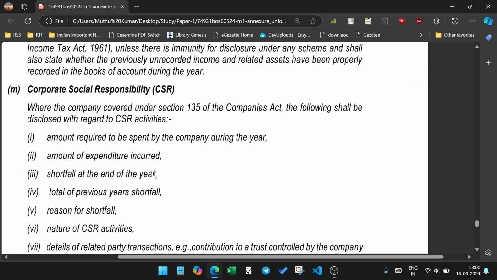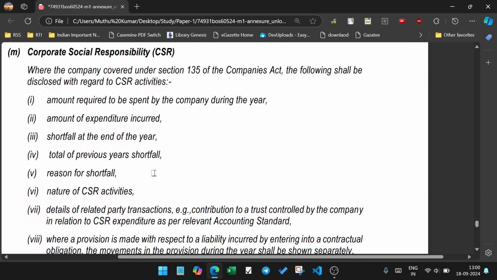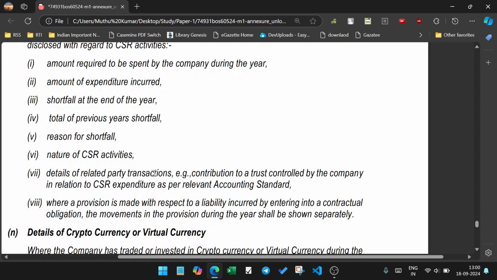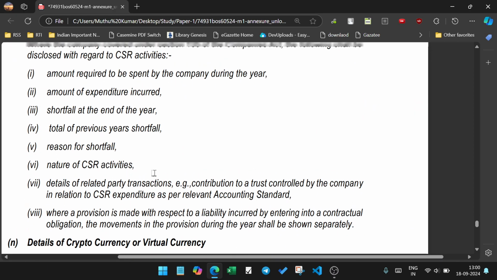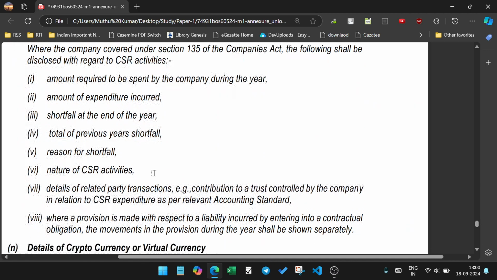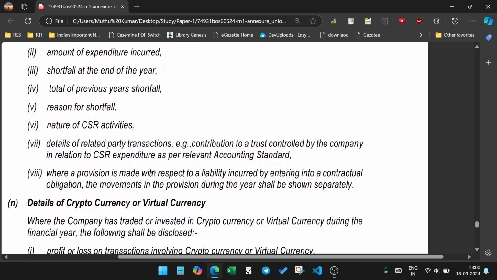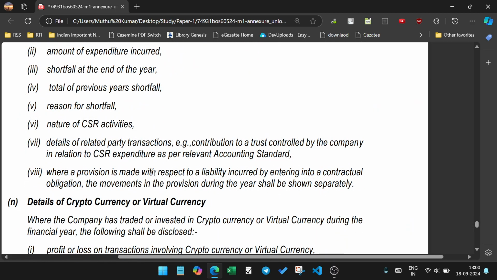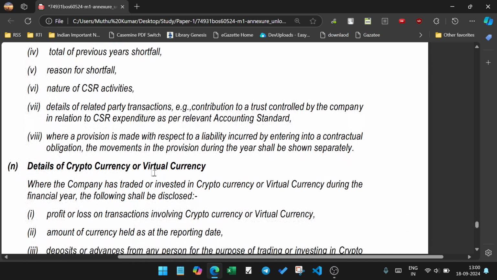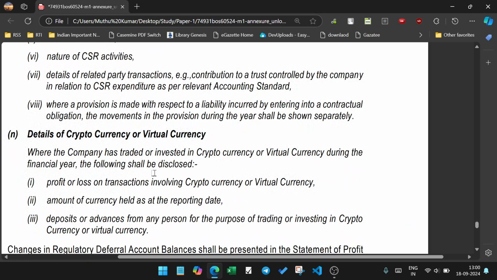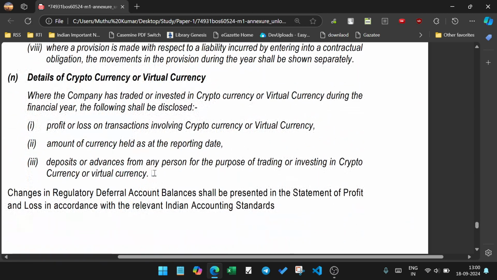Corporate social responsibility. Where the company is covered under Section 135 of the Companies Act, the following shall be disclosed in the CSR activity: amount required to be spent by the company during the year, amount of expenditure incurred, shortfall at the end of the year, total of previous years' shortfall, the reason for shortfall, nature of CSR activities done, details of related party transactions, contribution to a trust controlled by the company in relation to CSR expenditure, and the relevant accounting standard. Where a provision is made with respect to a liability incurred by the entity entering into a contractual obligation, the movement of the provision during the year shall be shown separately.